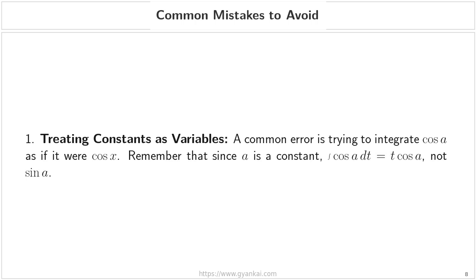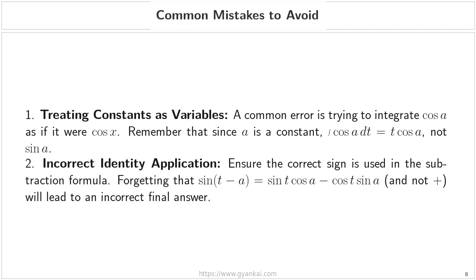1. Treating constants as variables. A very frequent mistake is to treat the constant a as if it were the variable x. Remember, a is just a number. So when you integrate something like cosine of a with respect to t, you treat cosine a as a constant coefficient. This means the integral of cosine a with respect to t is simply t times cosine a, not sine a. It's easy to fall into the trap of applying the integration rules for x to constants, so be mindful of that.